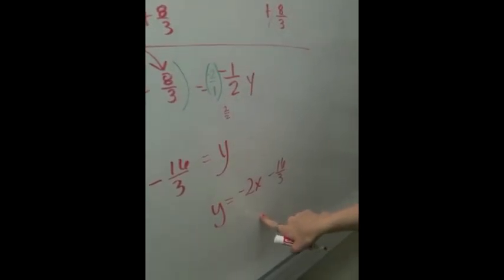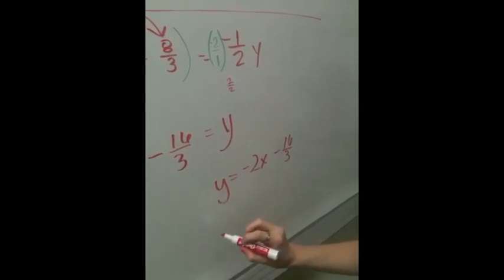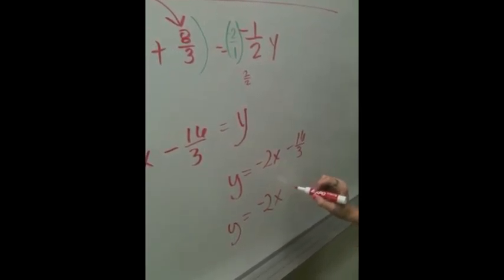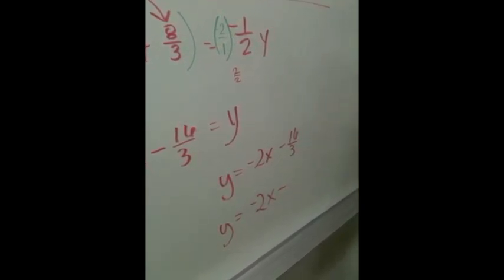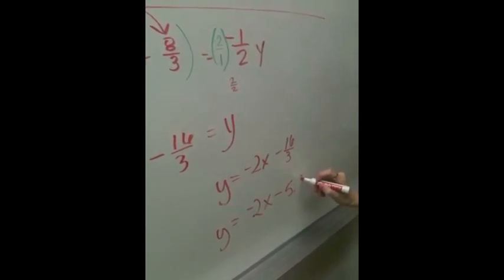Is this going to be easy to graph? No. Because of that, right? Yeah. So we need to change that to a decimal. Let's see, 3 goes into 16 how many times? 5. That leaves us with 1/3, so that's 5.3 repeating.